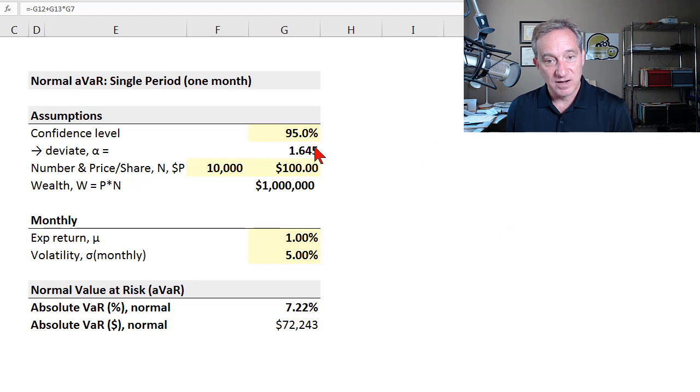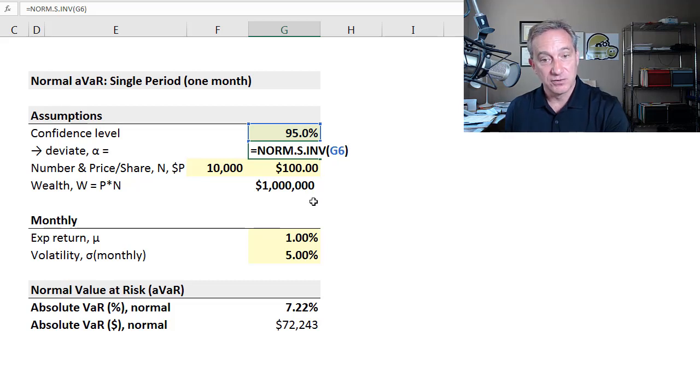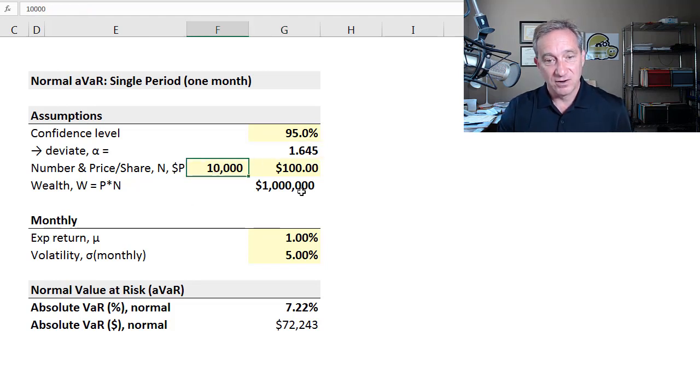So in my simple example here, confidence level is an input. It corresponds to that one-tailed normal deviate of 1.645. I've also added in here just an assumption about the portfolio. I break it down: 10,000 shares at $100 per share is an initial wealth of $1 million. So I could have denoted this W sub 0, today's initial wealth, because this absolute VAR is going to be the worst expected loss from the perspective of, or relative to, this initial wealth.